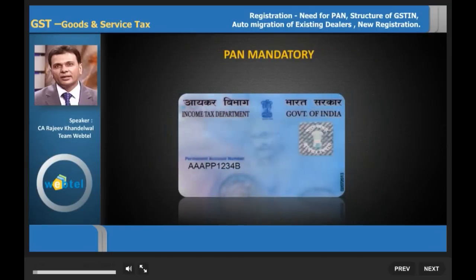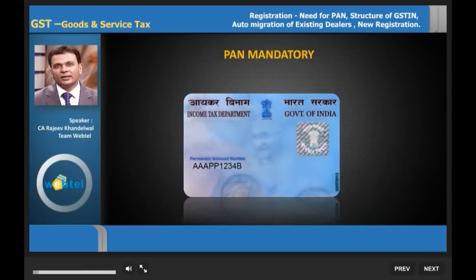Presently, in the current regime, in many cases people do not take a PAN, or they are not required to take a PAN, and they operate without even a PAN. But let us very clearly understand that under GST, PAN will be mandatory for the business. Whenever you go for registration, PAN is a mandatory requirement, a prerequisite. Without a PAN, you cannot apply for registration under GST.